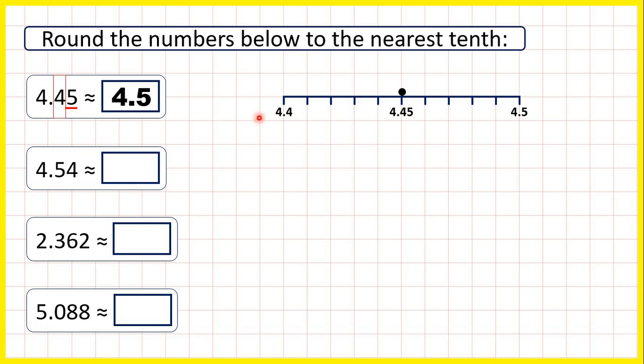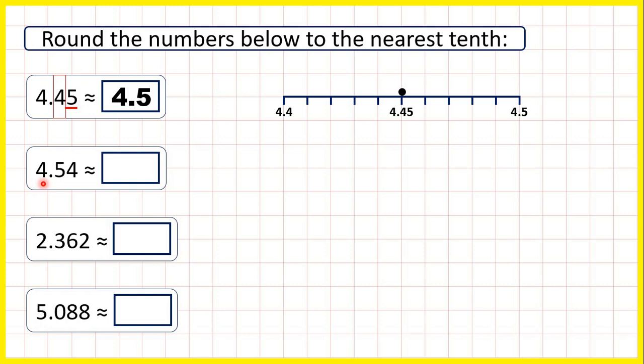On a number line, we can see that 4.45 is right in the middle of 4.4 and 4.5. But when we're rounding, if something is exactly in the middle, then we round up rather than down. So 4.45 rounds to 4.5.